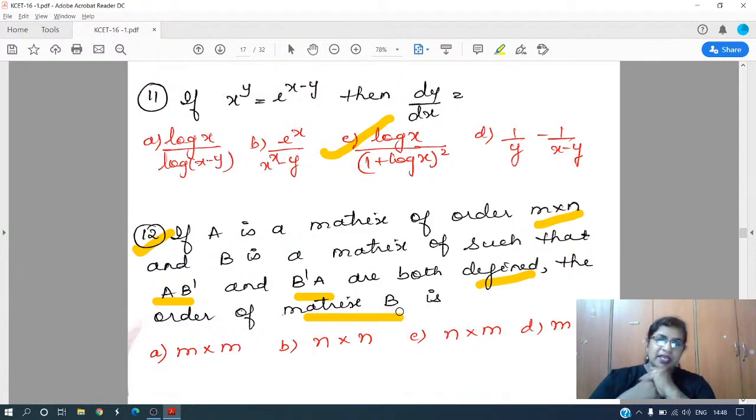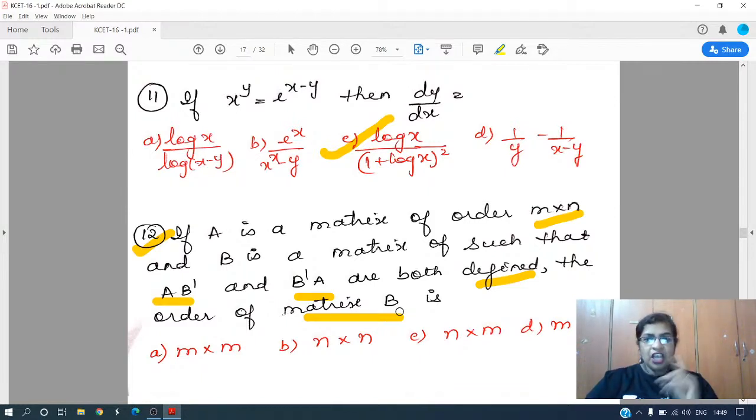I am in a fix now. A's order is given and somewhere B dash is mentioned. Do you know the trick? How is multiplication working? Multiplication of two matrices. If multiplication of matrices has to work out, then the column of the first matrix has to be equal to the row of the second matrix. Otherwise, it will not work out.